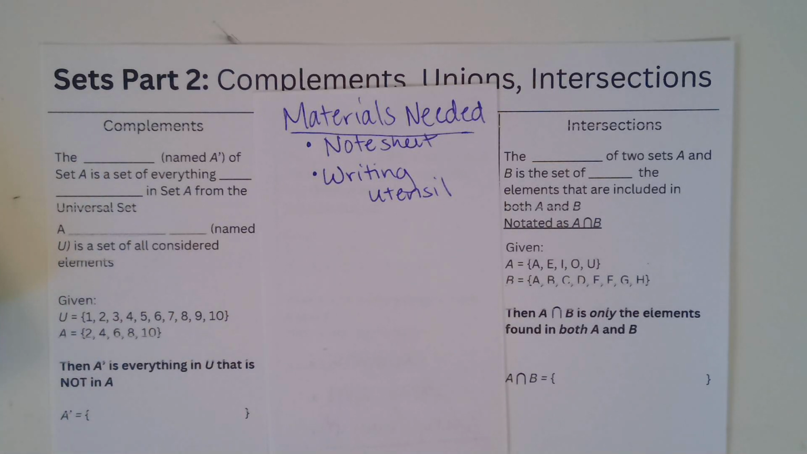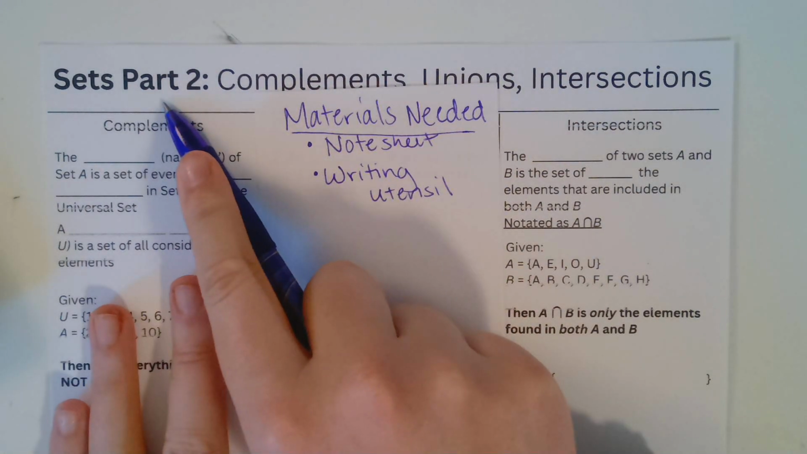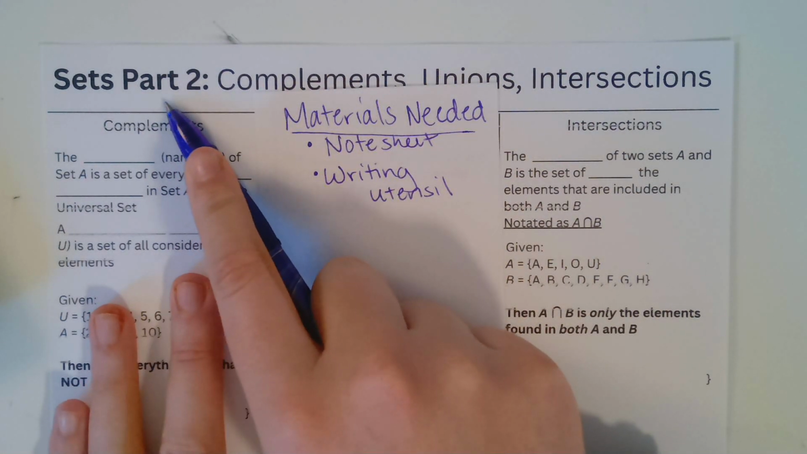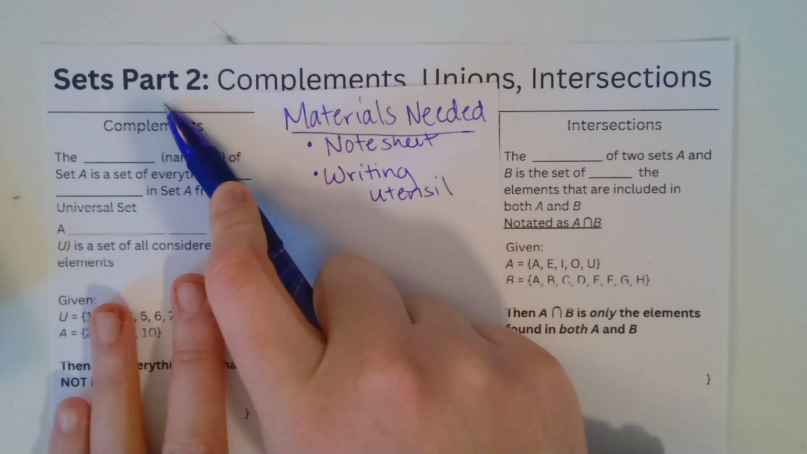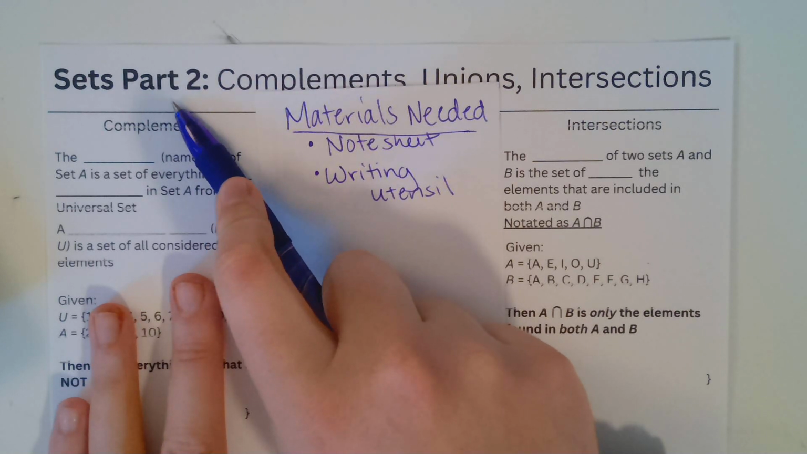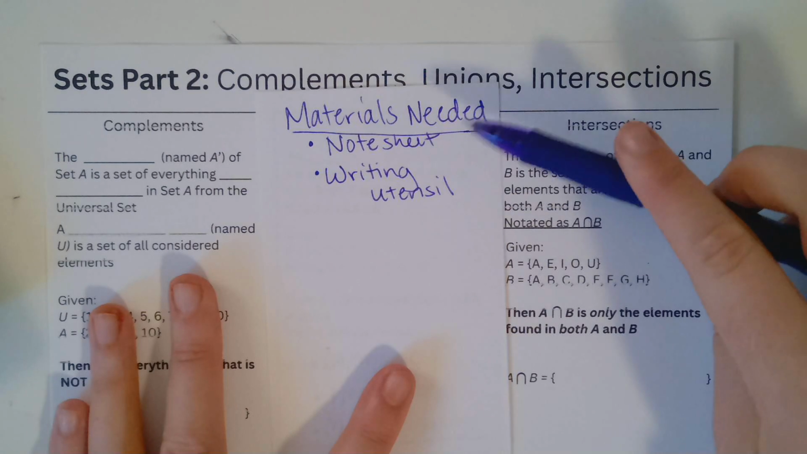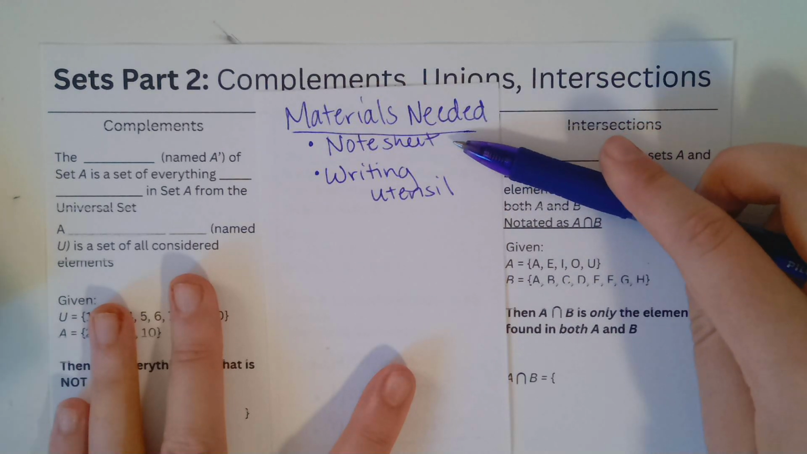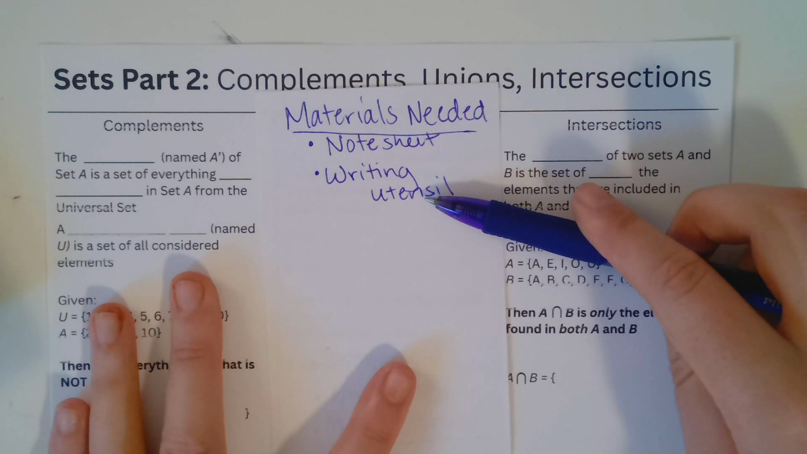I'm going over AGS1 sets. This is going to be a part 2. So if you have not done part 1, please make sure that you go back and do part 1 before coming and doing this. If you do not have this specific worksheet, please make sure that you grab this one from your teacher in the classroom right now. And then also just make sure you got a writing utensil so you can get all this stuff down.